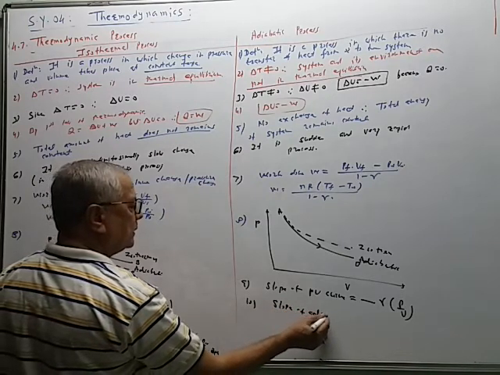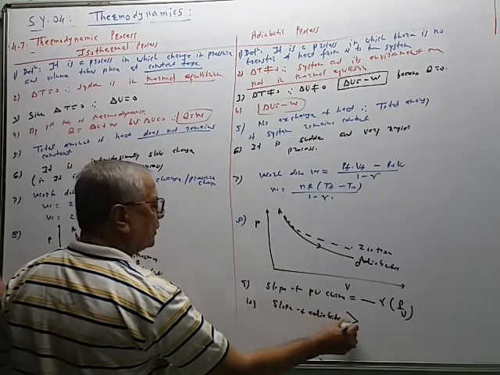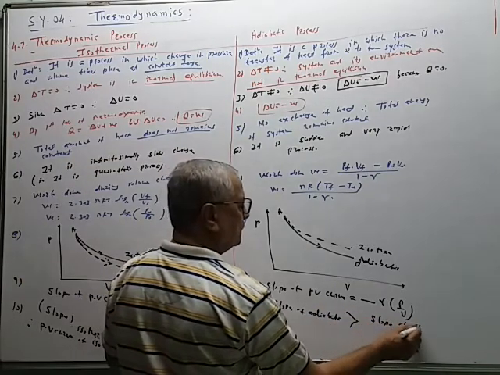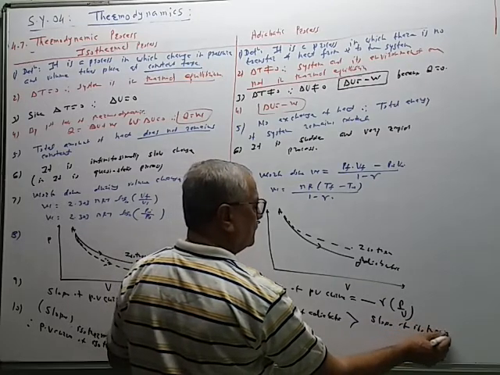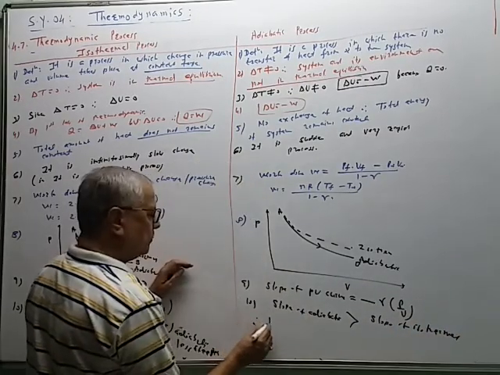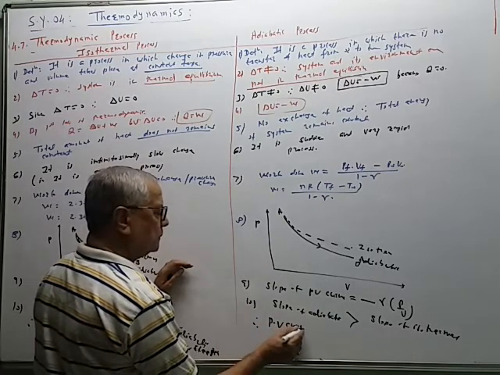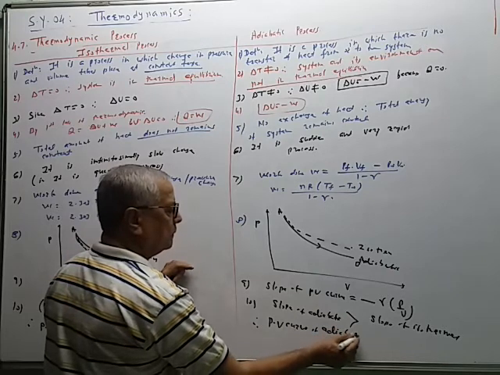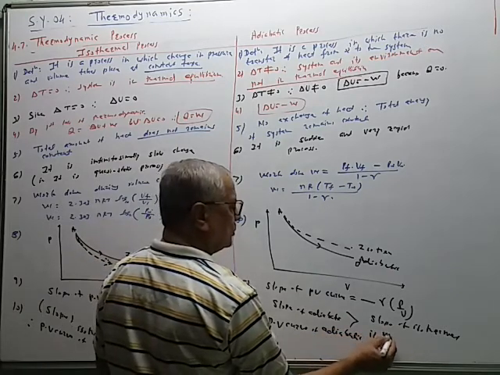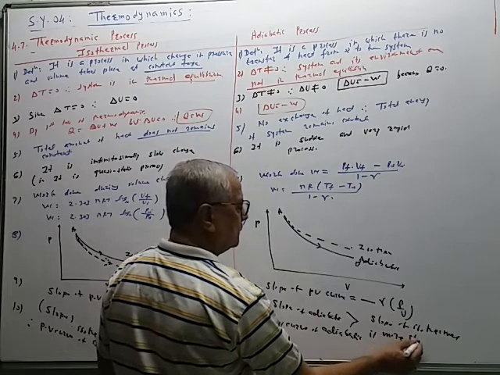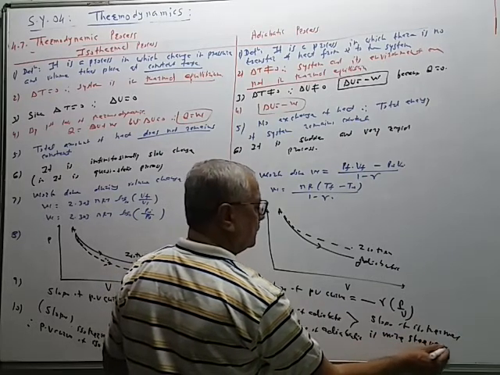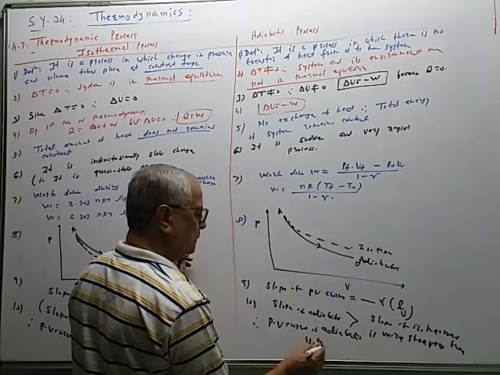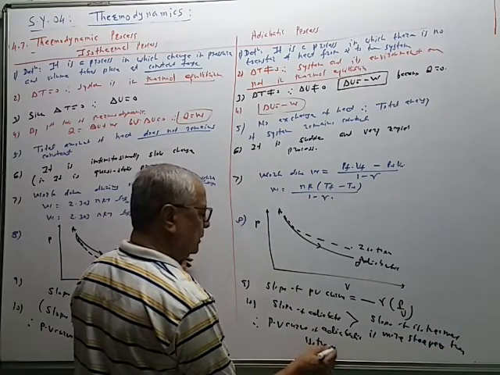Slope of adiabatic is greater than slope of isothermal. PV curve of adiabatic is more steeper than isothermal.